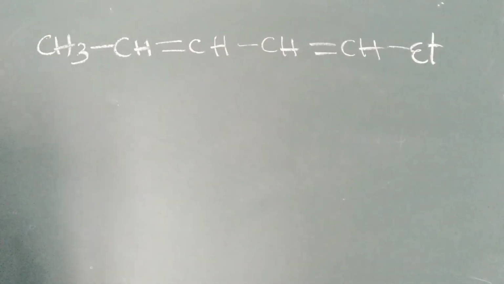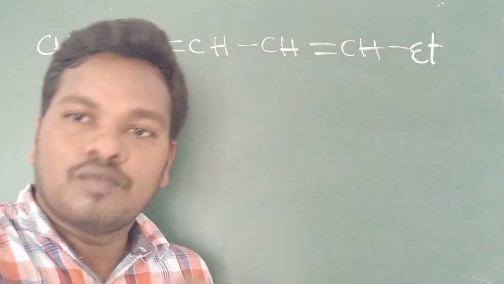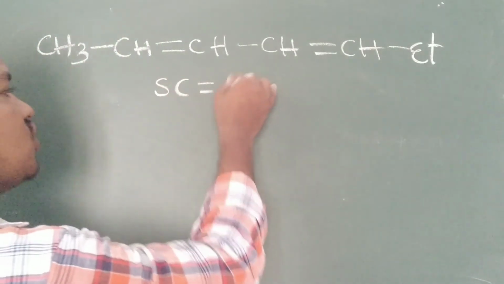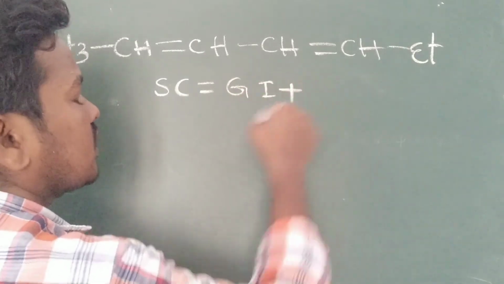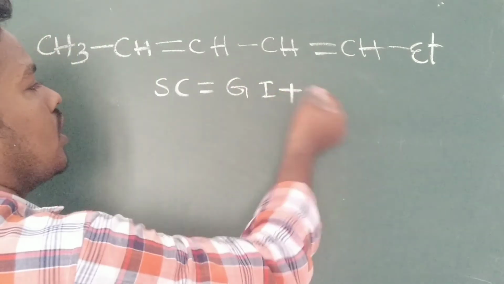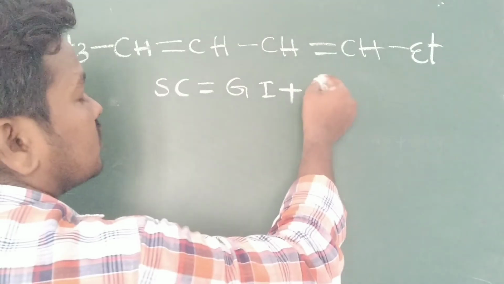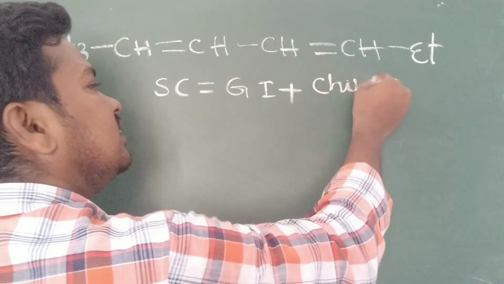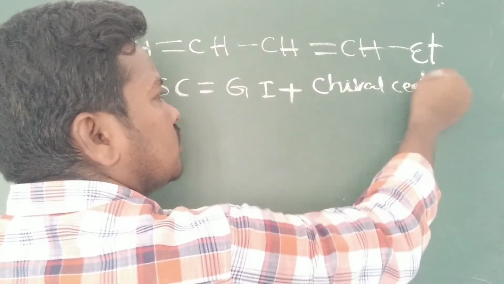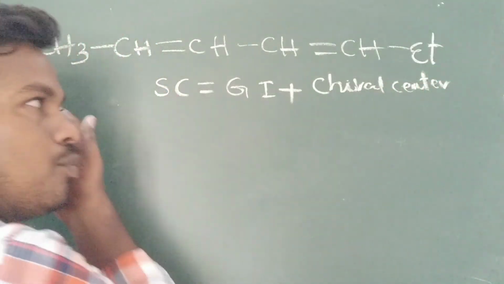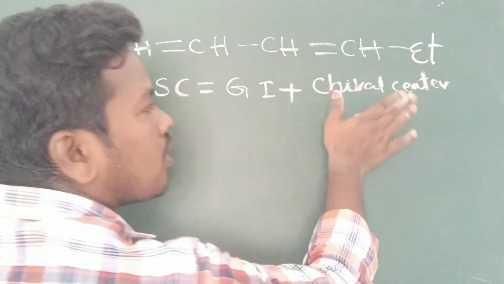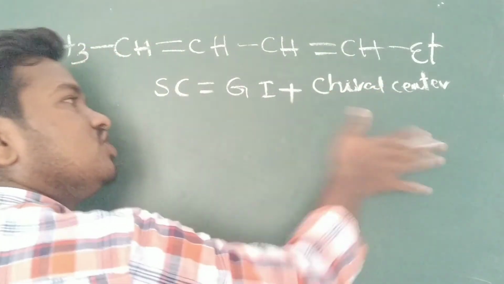Find out the stereo centers in this formula. Stereo centers are nothing but the atoms in the double bonded system having different groups, plus the chiral centers. It is not necessary to have both. If it is both, okay, you can add. Maybe it is 0, maybe it is present.